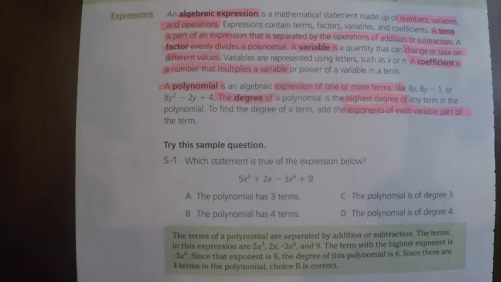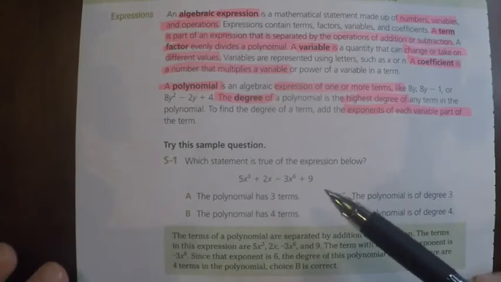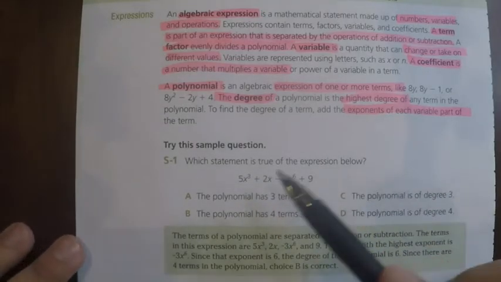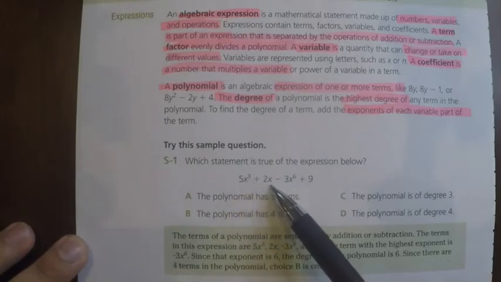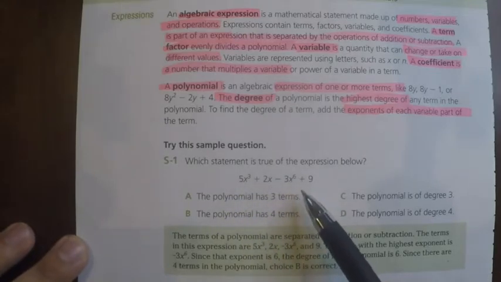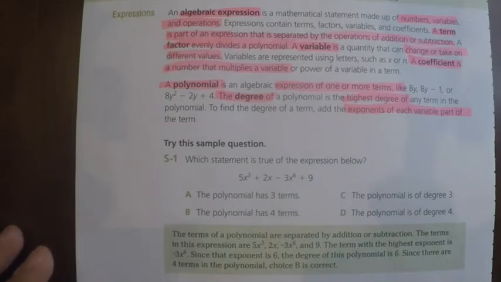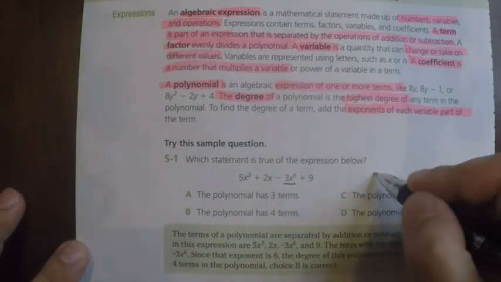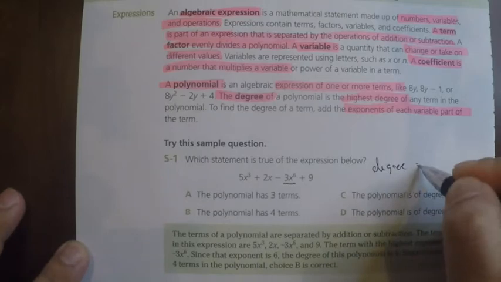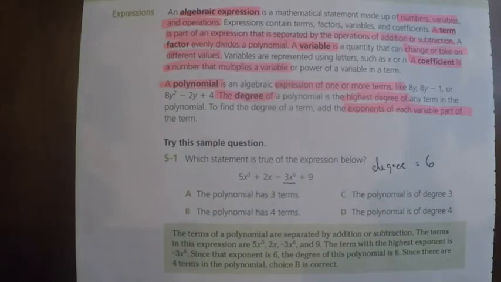So if we're taking a look here at this sample question. We have a polynomial. It has four terms, 5x cubed plus 2x minus 3x squared, or 3x to the 6th power plus 9. If we wanted to know the degree of this polynomial, we look at the term with the highest exponent. So the term with the highest exponent is 3x to the 6th power. So our degree here is equal to 6. We take the highest exponent.